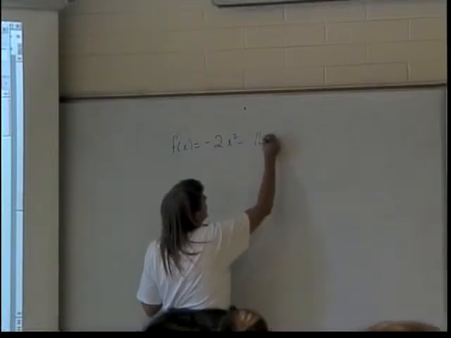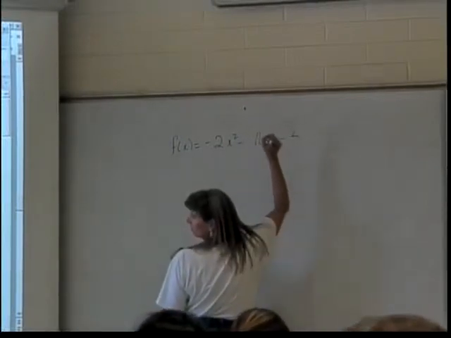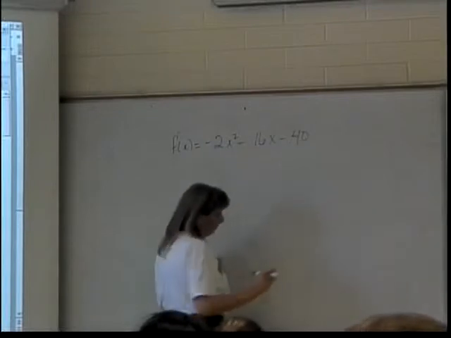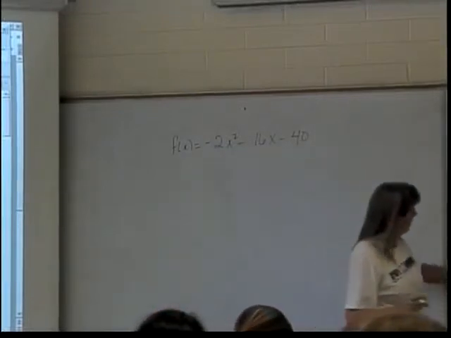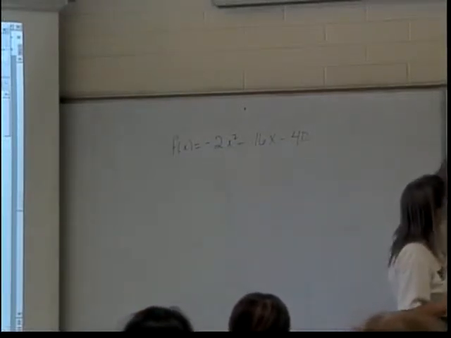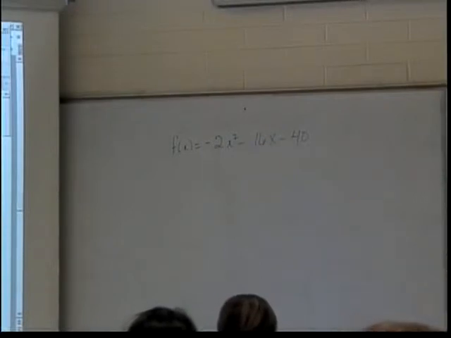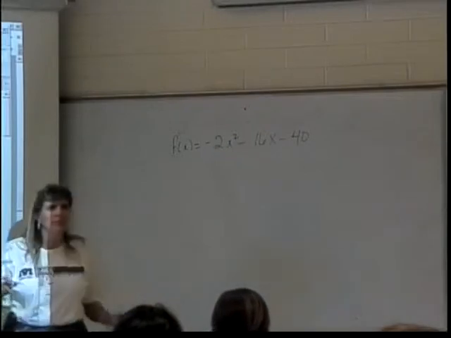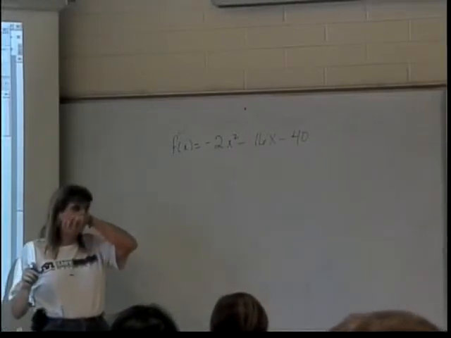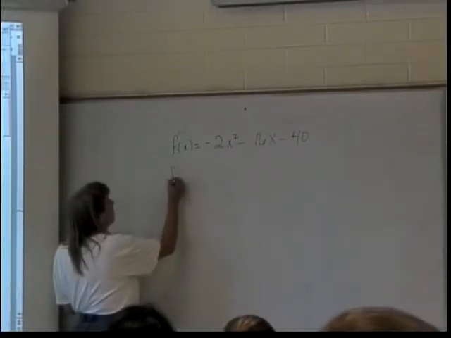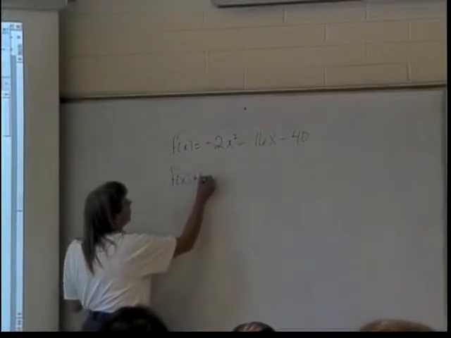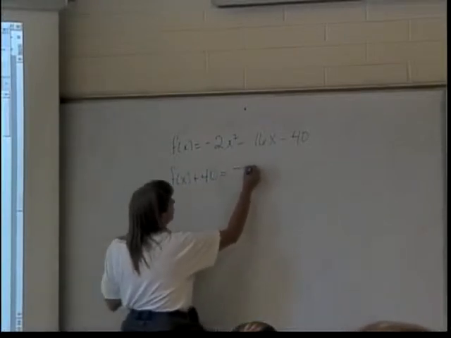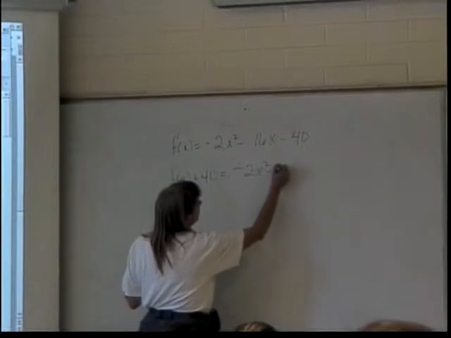minus 16x minus 40. All right, so step number 1 in completing the square was, let's go back. Yeah, move the 40 over. Okay, so I get f of x plus 40 equals negative 2x squared minus 16x.